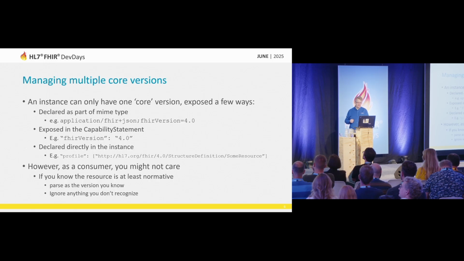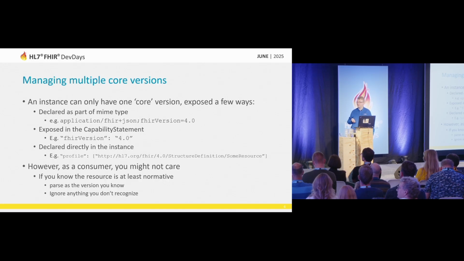So let's talk about core. Right now, and actually forever, a given FHIR instance is only valid against a single version of core. Now, it might actually comply with more than one, but it has to have a single version that it asserts to the world. And there's a few different ways that it can assert that to the world. It can be exposed in the MIME type, so if you're downloading something as an attachment, or you're using content negotiation when you're doing a RESTful call, you can see what the FHIR version is there.